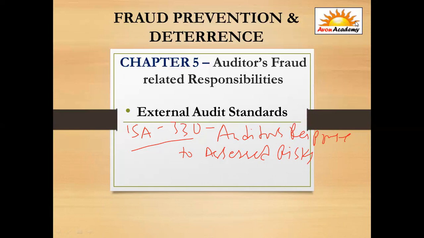Then the auditor's procedures responsive to assessed risks of material misstatement due to fraud at the assertion level, and procedures responsive to risks related to management override of controls. He is going to make inquiries, perform reviews and investigations of significant transactions, and evaluate audit evidence through analytical procedures for indicators of fraud.